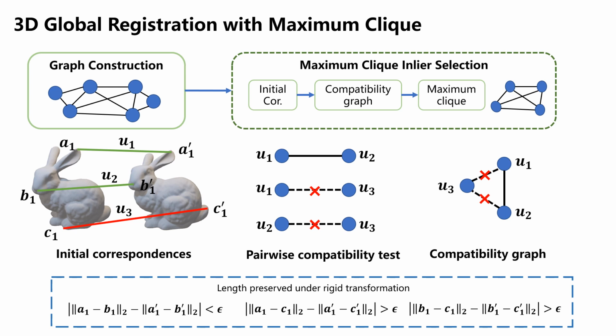Here, I would like to provide a simple example of the compatibility test. In the given figure, we have three correspondences labeled as U1, U2, and U3. According to the rigid transformation property, the lengths are preserved. Therefore, for U1 and U2, if the absolute difference between the lengths of A1B1 and F1B1 is smaller than epsilon, then these two vertices pass the compatibility test. On the other hand, U1 and U3 do not pass the test, and as a result, there is no edge between the vertices represented by these two correspondences.